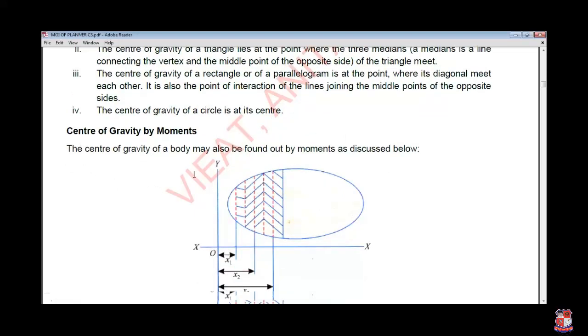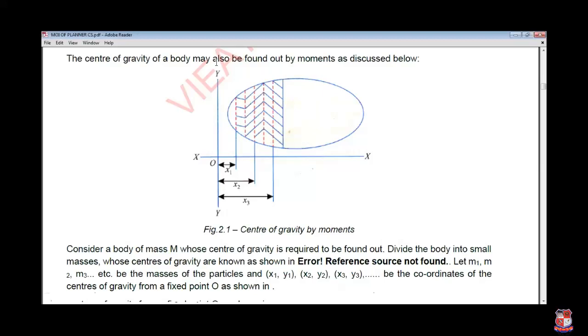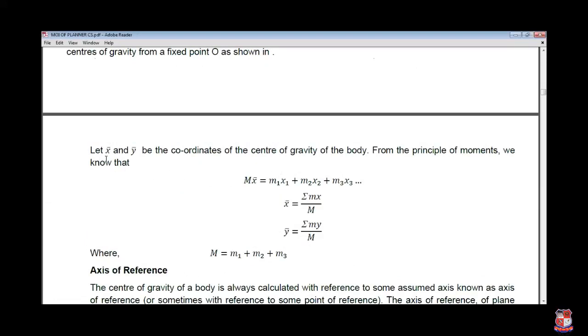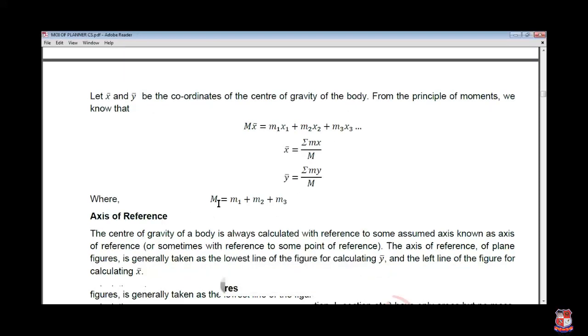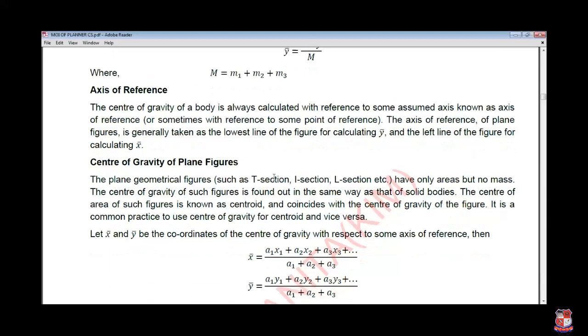Center of gravity by moments can also be found this way. Take two reference axes, x and y, then assume a number of small masses m1, m2, and m3 at distances x1, x2, and x3. As per the principle of moments, the total moment is equal to the sum of all the moments. So M times x bar equals m1 x1 plus m2 x2 plus m3 x3. So x bar equals the sum of moments about the y axis divided by M, and y bar equals the moment about the x axis divided by M, where M equals m1 plus m2 plus m3. You can also find it this way, but this is not the typical way.